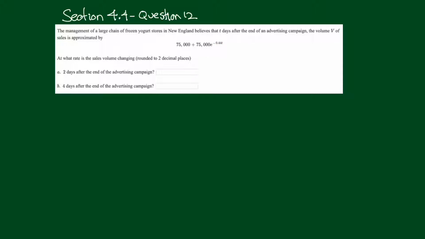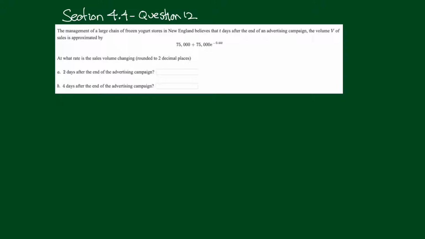campaign ends. So at what rate, now as soon as I see rate, I'm thinking derivative. At what rate is the sales volume changing 2 days after the end and then 4 days after the end? So we need to find the derivative. So we've got this function here. Let's start with this. Here's our function.